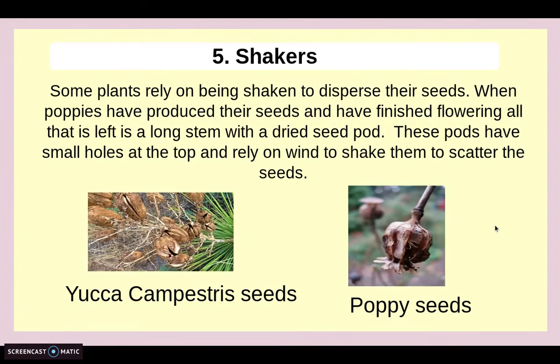Shakers. I hope you're all shaking at home with me. Some plants rely on being shaken to disperse their seeds. When poppies have produced their seeds and finished flowering, all that is left is a long stem with a dried seed pod. These pods have small holes at the top and rely on wind to shake them to scatter the seeds. Here's a picture.